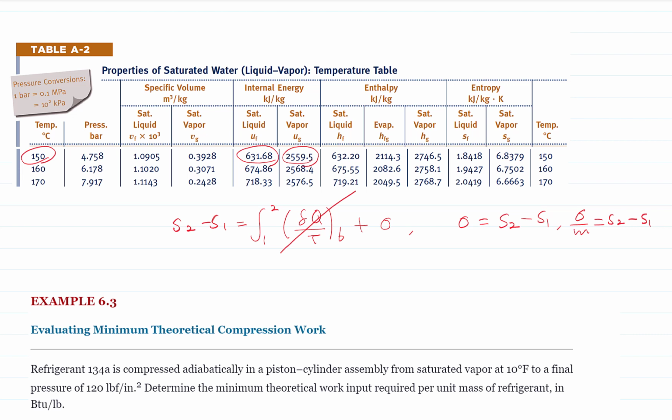At 150 degrees Celsius, the entropy for saturated liquid and the entropy for saturated vapor are shown here. So the entropy change of water during the process is 4.9961 kilojoule per kilogram Kelvin.